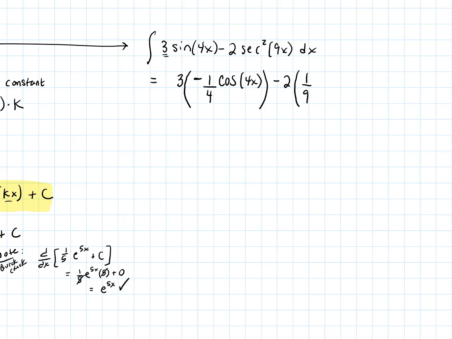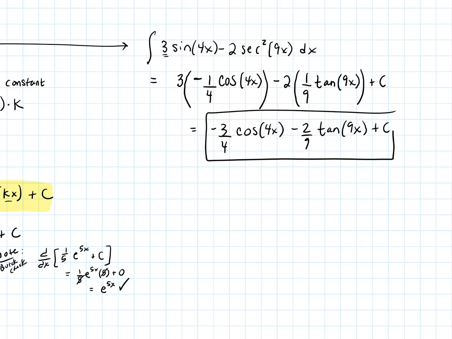Now, the integral of the secant squared of a constant times x is going to be the tangent, because the derivative of the tangent is secant squared. So again, kind of remembering all of our rules here. And then, of course, we have the integration constant. And this would become minus 3/4 cosine of 4x minus 2/9 tangent of 9x plus c.